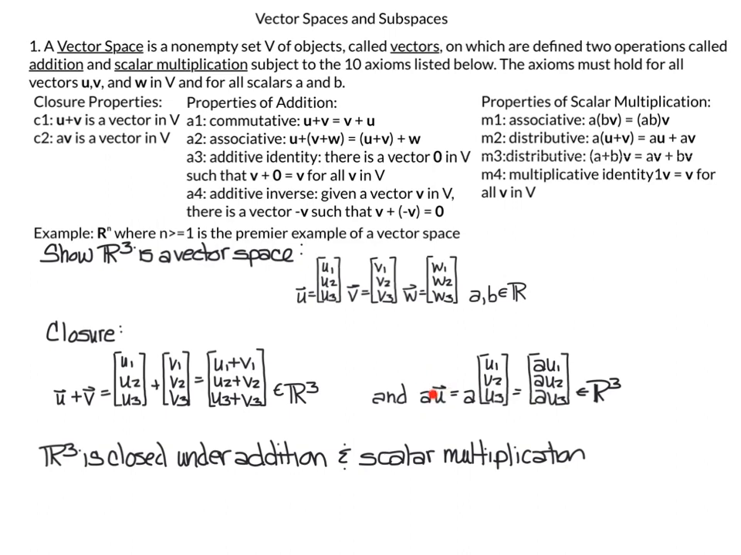Second, scalar multiplication. When you multiply a vector times a scalar, because you're multiplying the scalar times each component, you're going to get back a vector in R3. So in this case, scalar multiplication is also closed. Therefore, R3 is closed under addition and scalar multiplication. So we've proven these two closure properties.